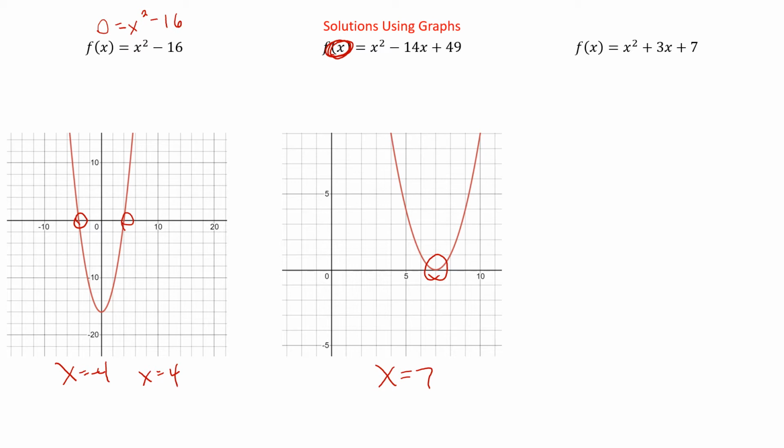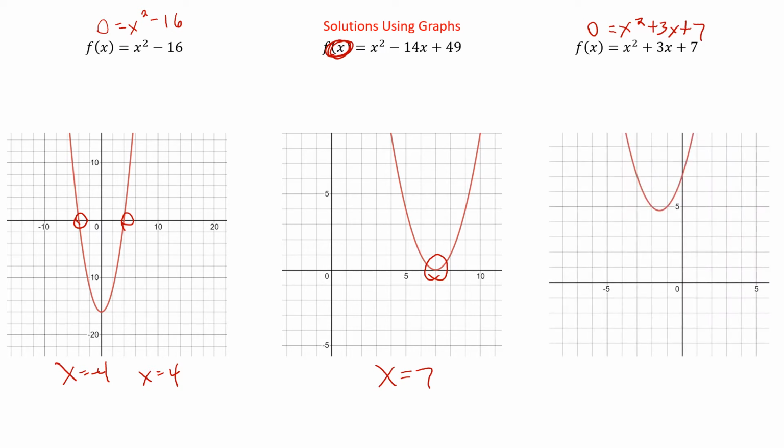Here we have f of x equals x squared plus 3x plus 7, which would be 0 equals x squared plus 3x plus 7. But when we graph it again, we get the graph and it's up here, and notice we have nothing down here by the x-axis. The minimum value it gets to is right there, so it never hits y equals 0. So in this case, we have no solutions.